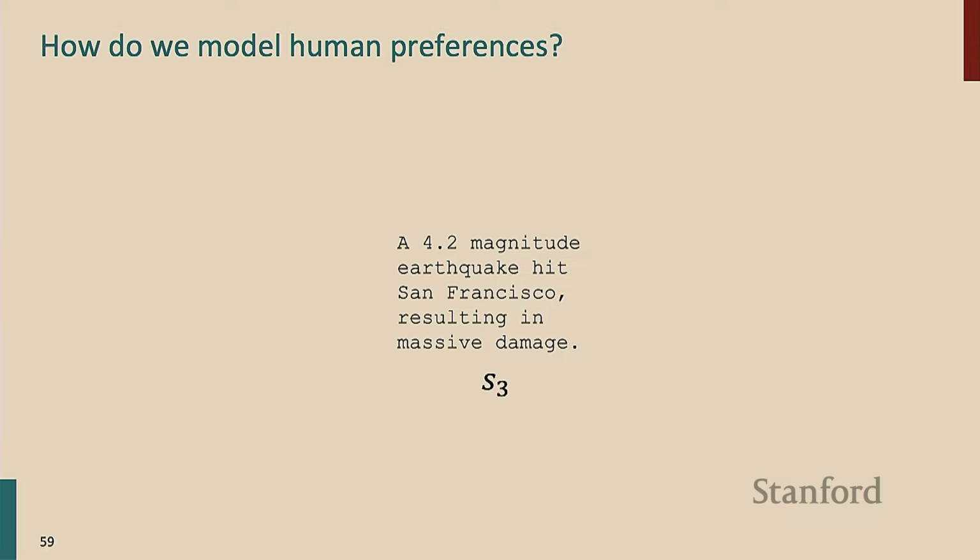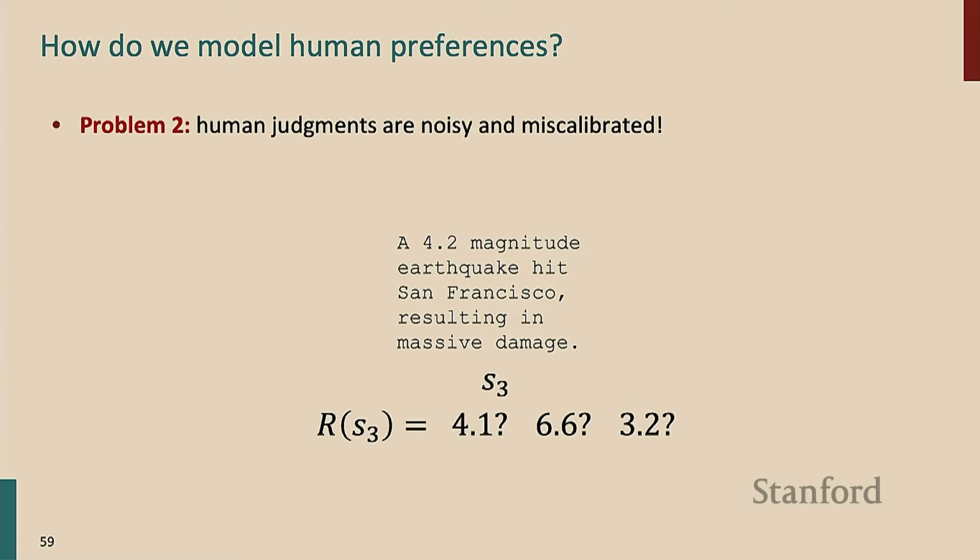Okay. Here's another conceptual problem. Here's a new sample for our summarization task. What is the score of this sample? Can anyone give me a number? Does anyone want to rate this sample? It's like a 3, 6. What scale are we using, et cetera? So the issue here is that human judgments can be noisy and miscalibrated when you ask people for ratings alone.